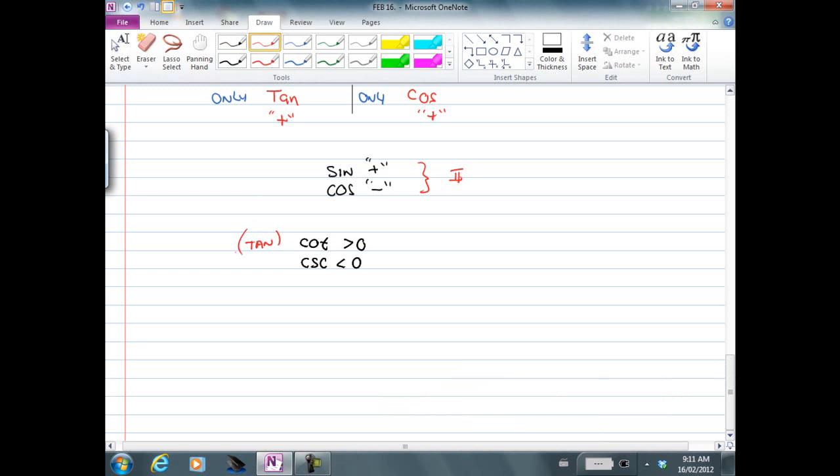Cosecant, is that sine or cos? That's sine. Because remember, cosecant starts with a C, so you're looking for sine. So I want a quadrant where tan is greater than 0 and sine is less than 0. There's only one quadrant that works, and that's quadrant number 3. That's all we're going to do.